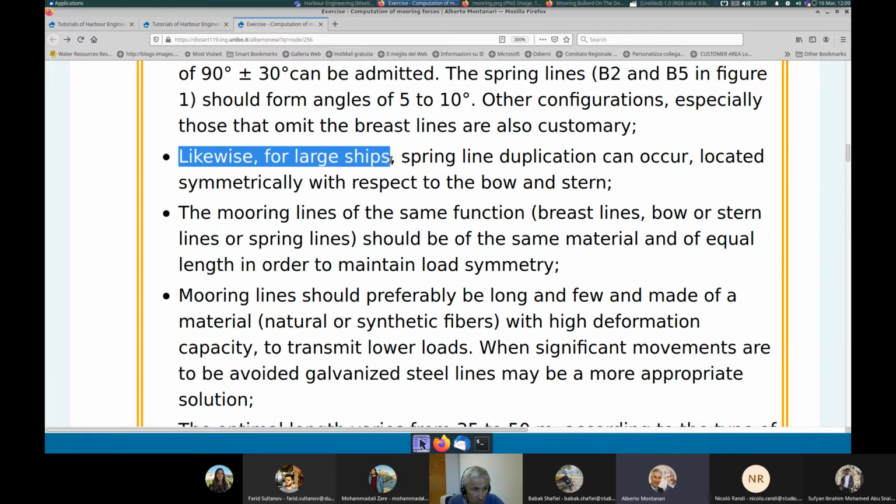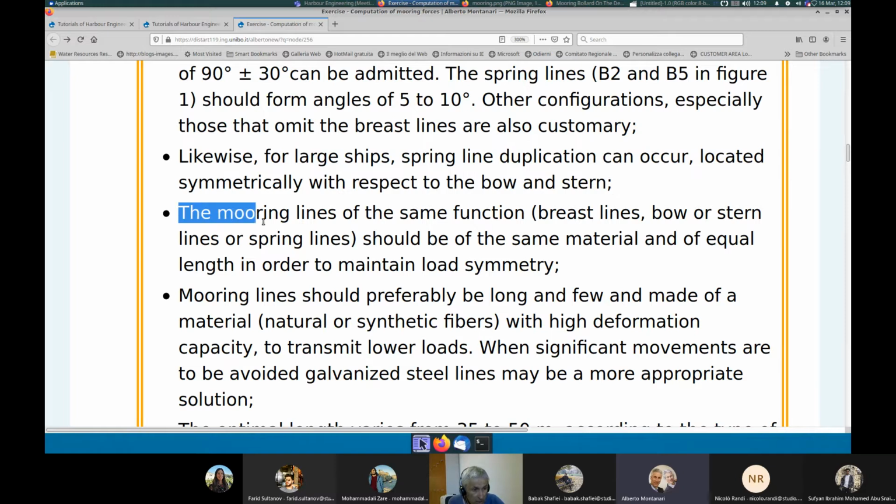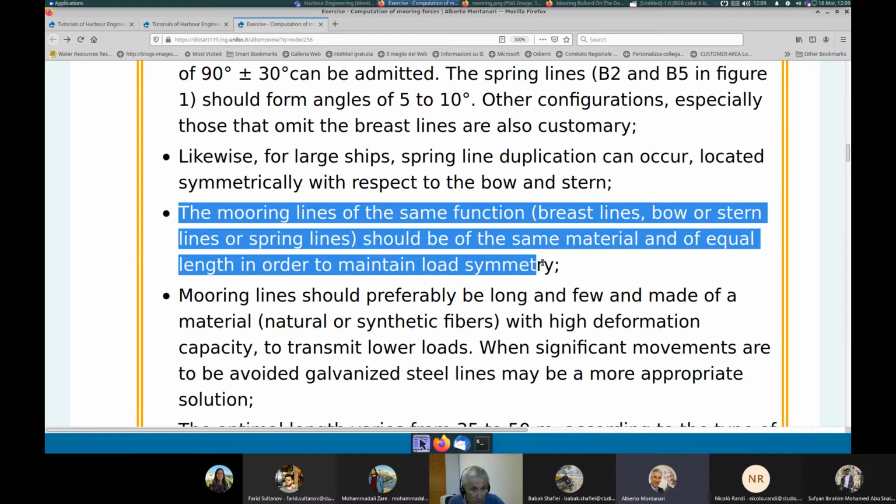Likewise, for large ships, spring line duplication can occur. In our case, it doesn't occur. Located symmetrically with respect to the bow and the stern. And then, next one, the mooring lines of the same function, breast lines, bow or stern lines or spring lines, should be of the same material and of equal length in order to maintain the symmetry. Okay?